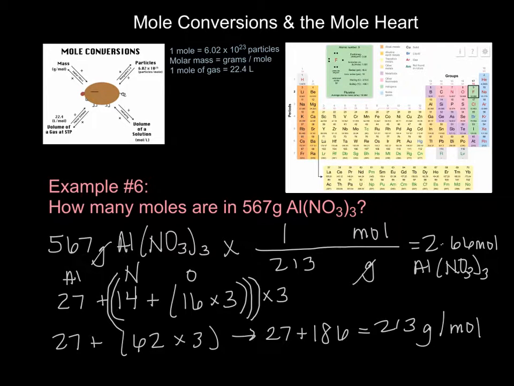Okay, so the same procedure applies. It's just a little more complicated when you have a polyatomic and have multiples. But that's how you go from grams. So in 567 grams, I have 2.66 moles of aluminum nitrate.